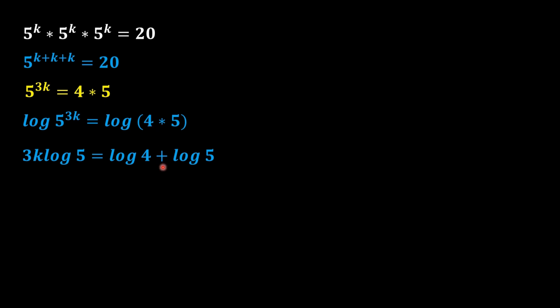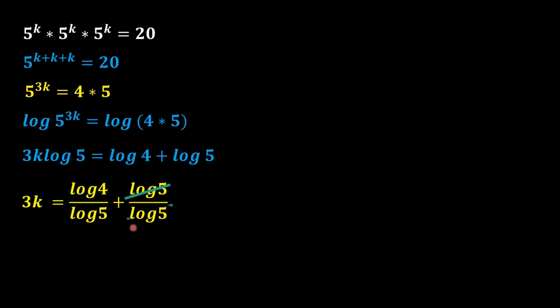Now in the next step, we should move this log 5 value from one side of the equation to the other side. As a result, this can be written as 3k is equal to log of 4 over log of 5 plus log of 5 over log of 5, because this value will divide both of these values individually. As a result, this log 5 and this log 5 will cancel together. As a result, we should get the new value 3k is equal to 1, because log 5 divided by log 5 is equal to 1.